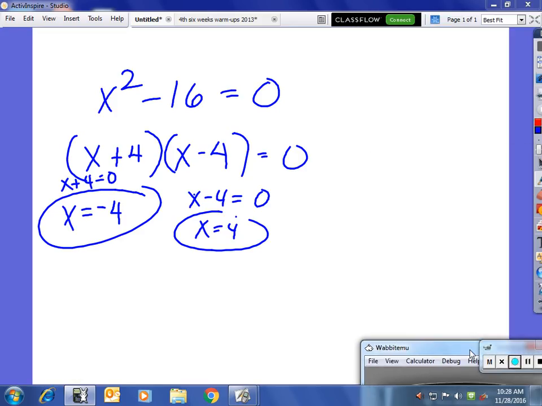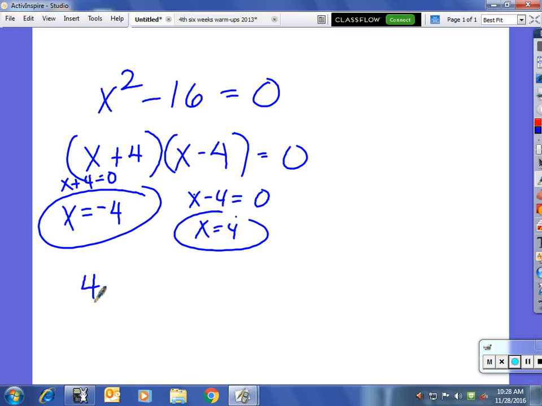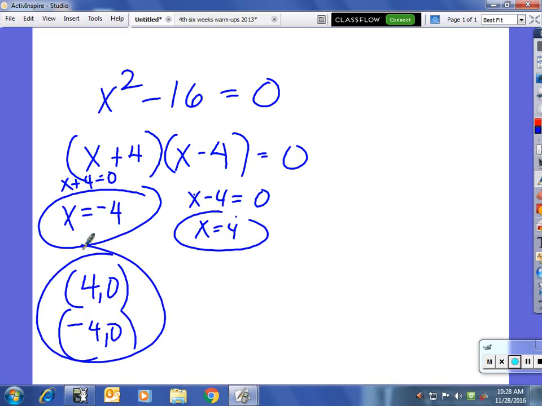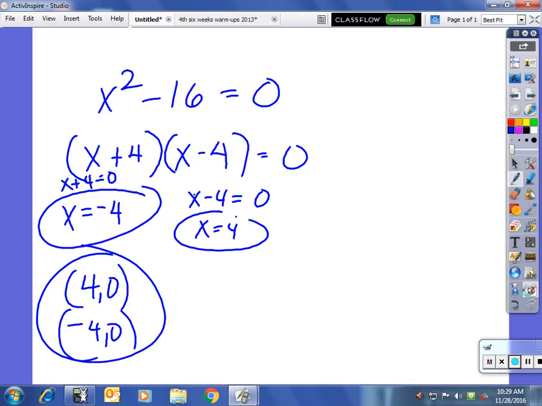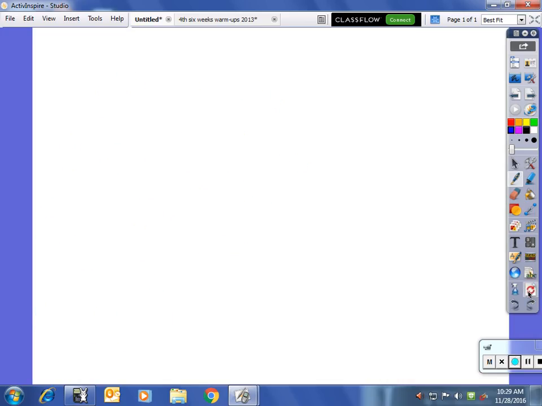What are the points then if I wanted to write these as points? 4, 0, negative 4, 0. Those are the two places where this thing crosses the x-axis. What is another word for x-intercepts? Roots. What's another word? Zeros. X-intercept, zeros. Roots, same thing.